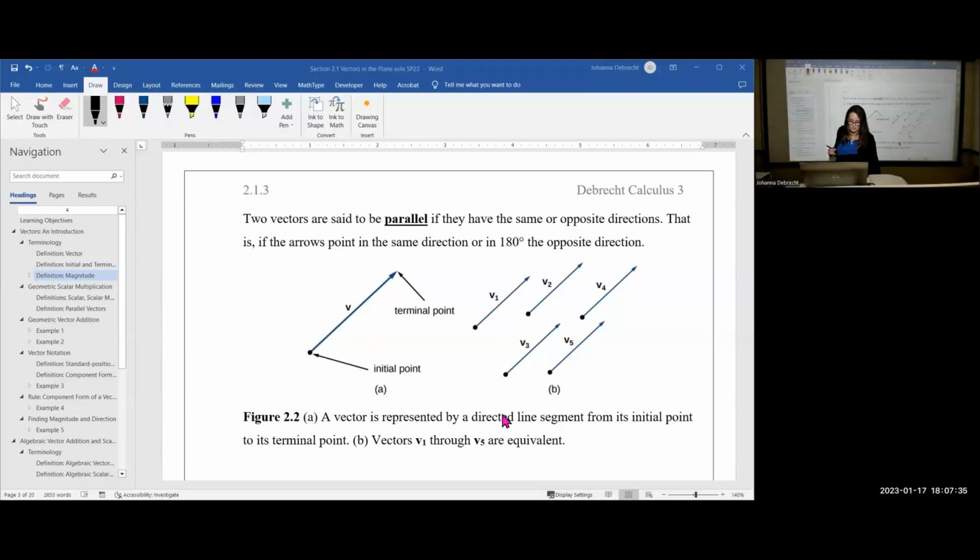All right, so we've talked about what equivalent vectors are. What makes them parallel? Well, obviously, if they have the same direction, even if they have different lengths, they're parallel.